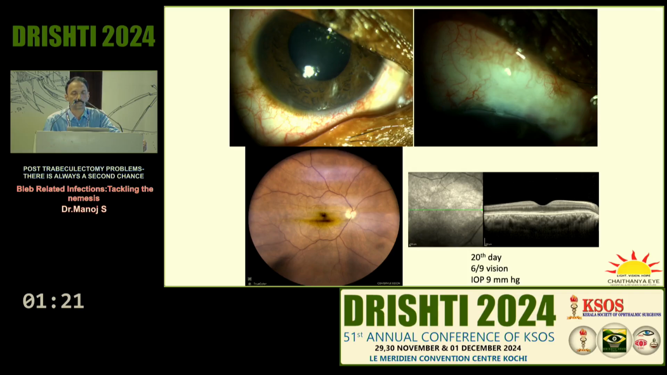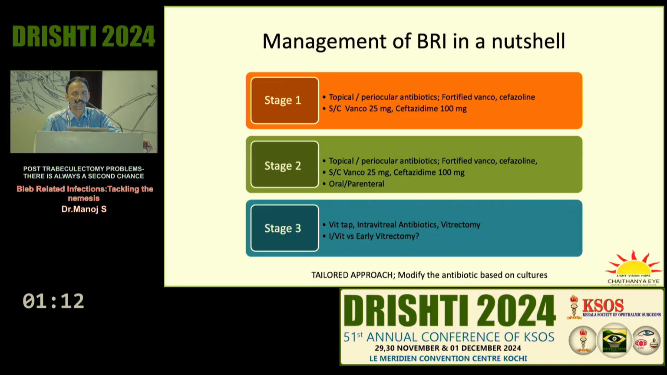And these are pictures on the 20th day. The patient's visual acuity regained to 6/9. The intraocular pressure was 9 millimeters of mercury. So in a nutshell, the management depends on the stage of the disease.